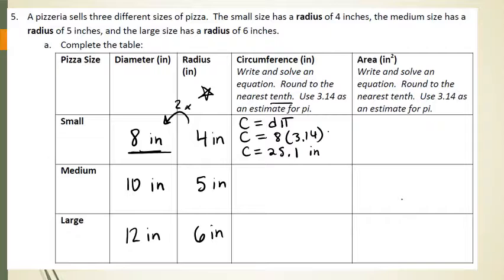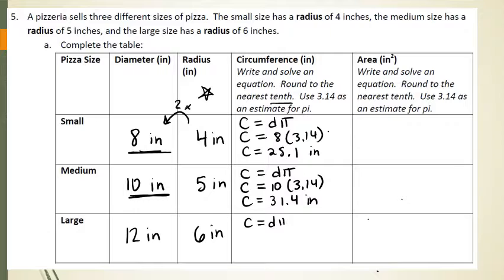What's the circumference of the medium pizza? Again, circumference equals diameter times pi, so circumference is going to equal diameter is 10 times pi, so 10 times 3.14. When we multiply 10 times 3.14, we get 31 4/10 inches. What's the circumference of the large pizza?